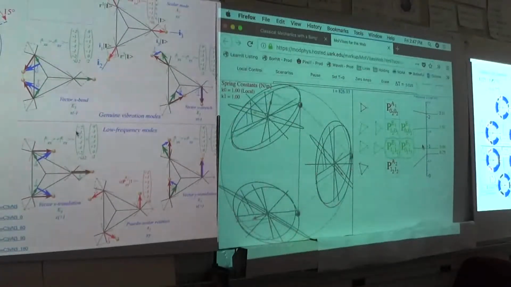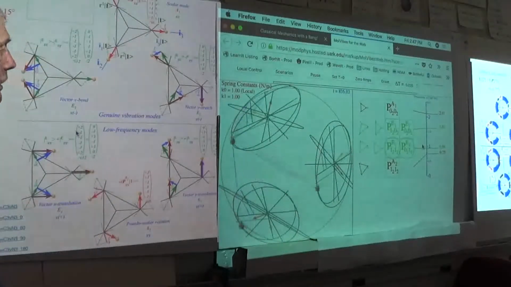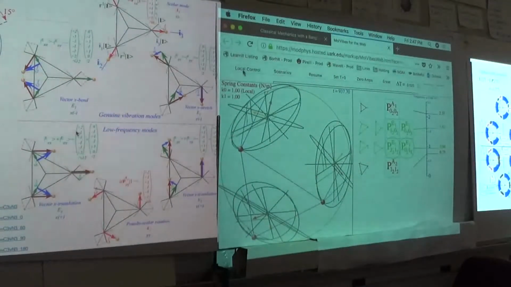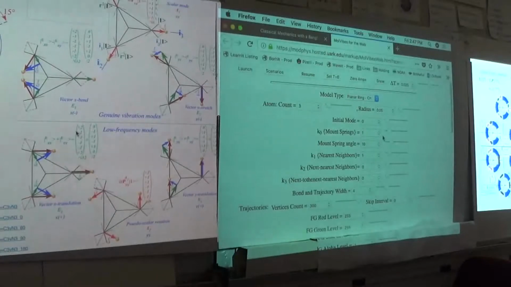This one has pretty strong connecting springs in addition to the springs that connect the atoms themselves. So it's got rubber bands holding it like a trampoline. Anyway, these are neat things to play with, and of course you can change the constants on them just by pausing here and going to local control. Or you can right click.